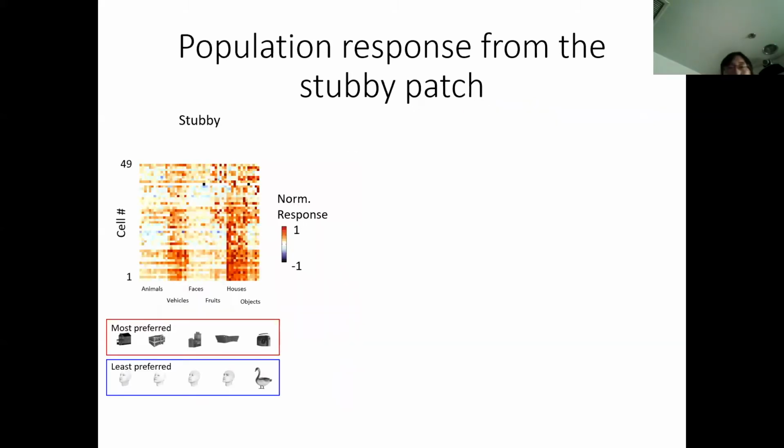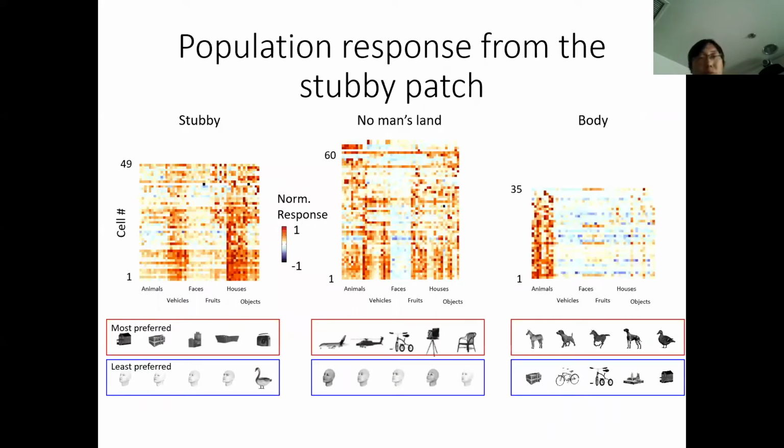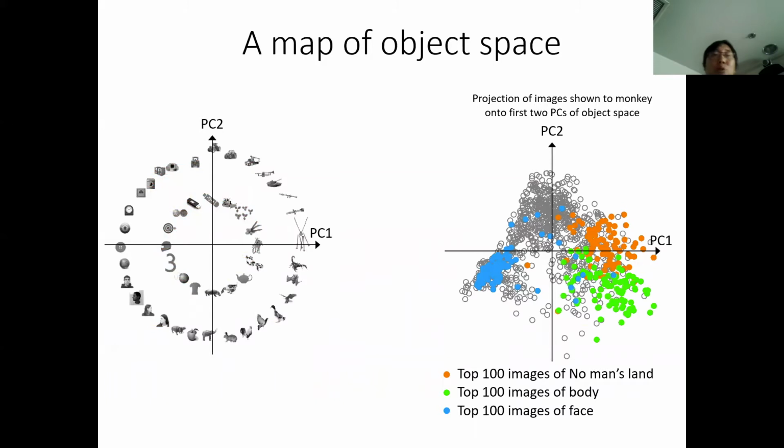And here is a population plot with the 5 most preferred and 5 least preferred objects shown below. You can see it's a very different pattern from the no man's land network and the body patch network. So the hypothesis that IT is organized according to the first 2 dimensions of object space has actually let us discover a new network. When we project the preferred objects of the stubby patch onto the first 2 dimensions of object space, indeed, they mostly lie in this previously unrepresented quadrant.